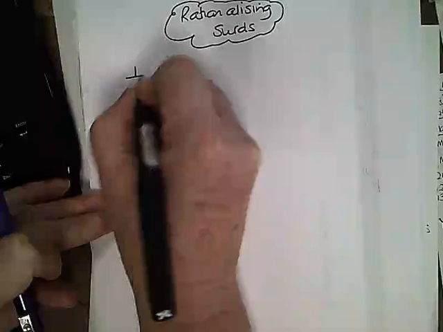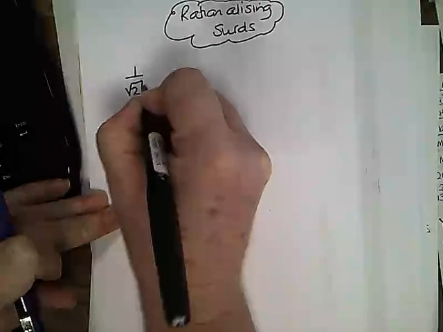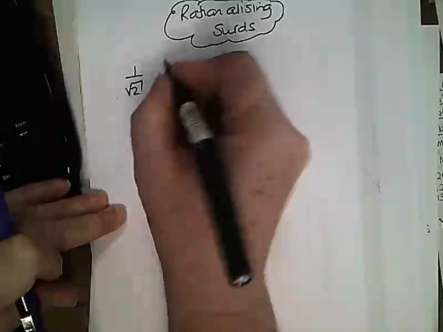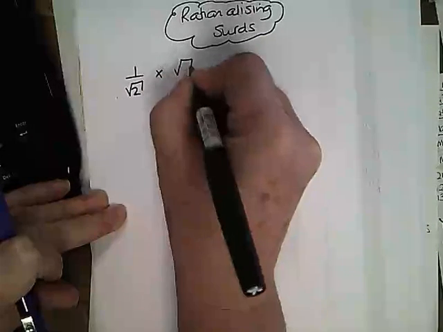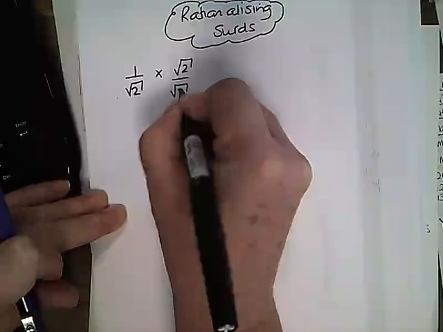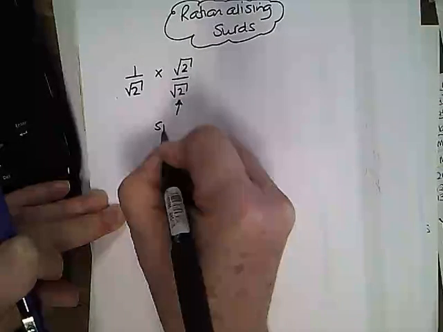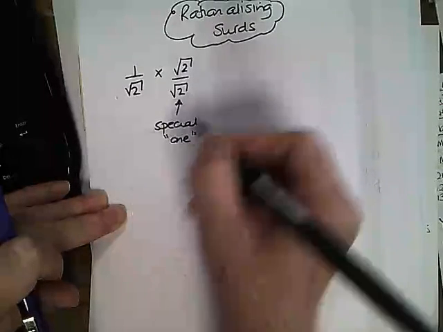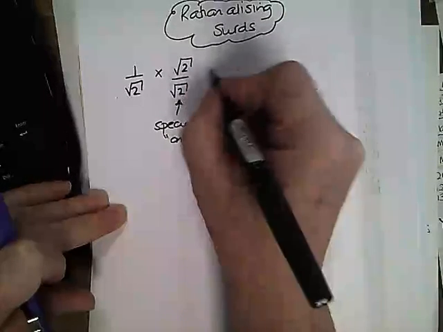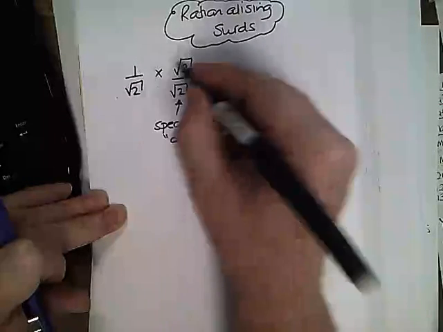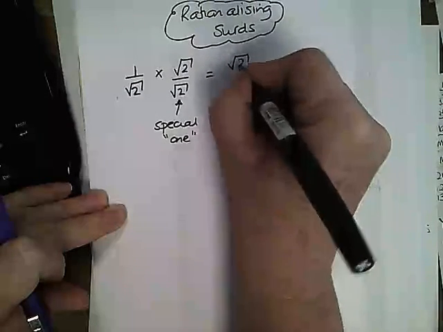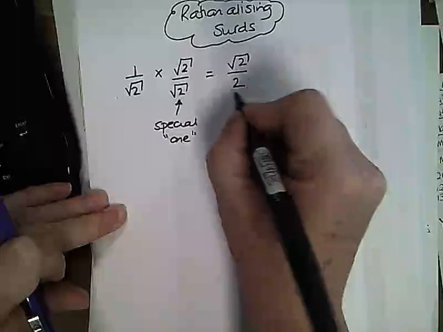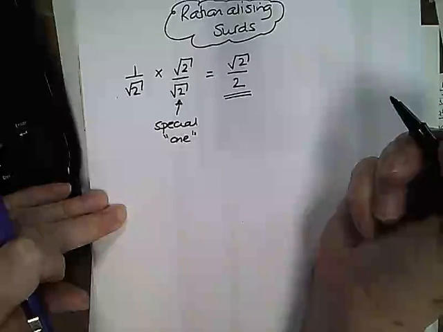So what we need to do when we are rationalising surds is try and get rid of the surd on the bottom of the fraction. So we do that by timesing by a special 1, which looks like this. Because if you times anything by 1 it just stays the same, and root 2 over root 2 is equal to 1. Times the tops, 1 times root 2 is root 2. Times the bottoms, root 2 times root 2 is 2, and that is your surd rationalised.